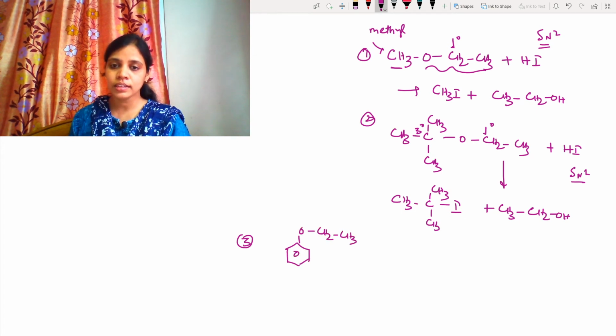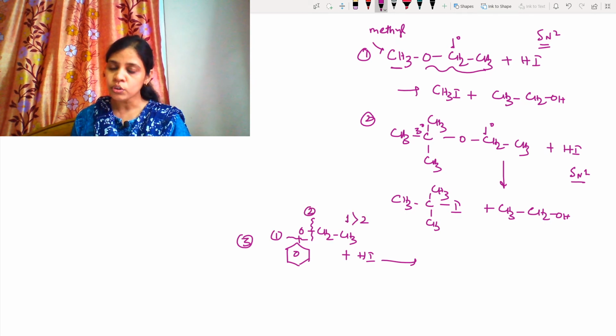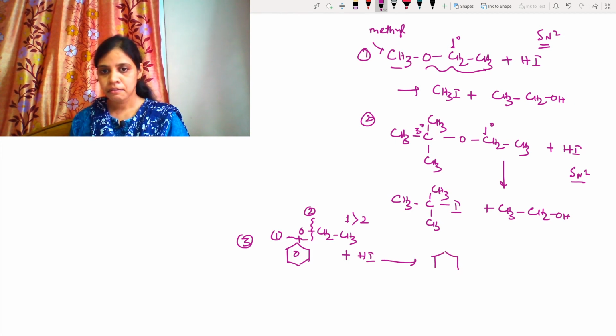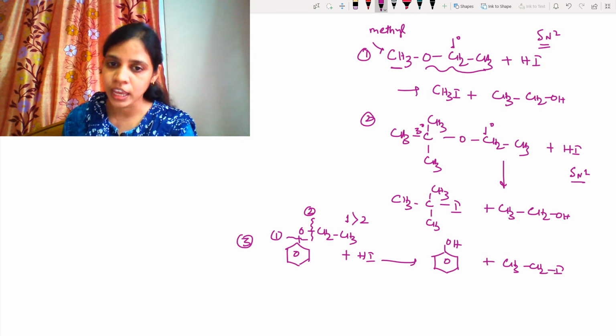Okay, and for an aromatic ether, if I write this one, what is the name of this ether? That is ethoxybenzene. When it reacts with HI, which bond will break? This bond, because this is weaker than this one. If I mark it 1 and 2, bond 1 is stronger than 2. So here the weaker bond breaks. So we'll get phenol and ethyl iodide.